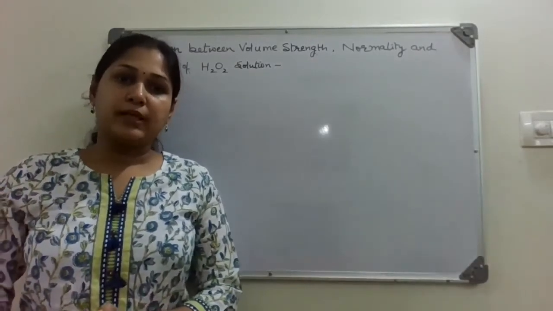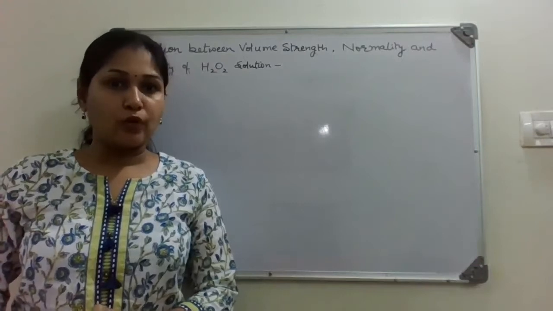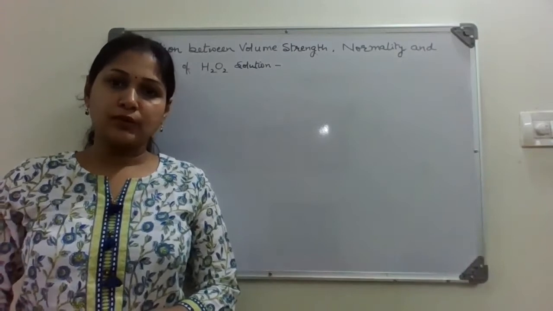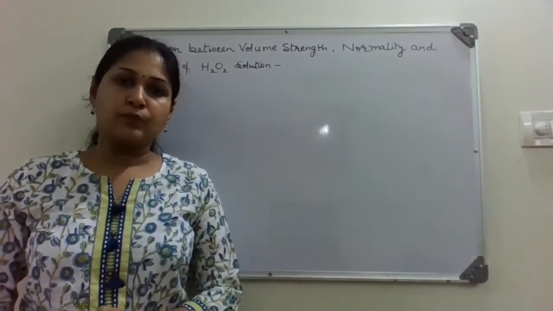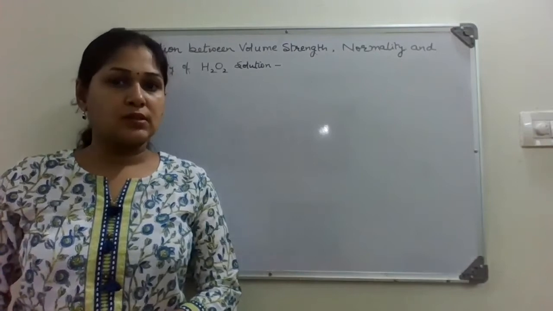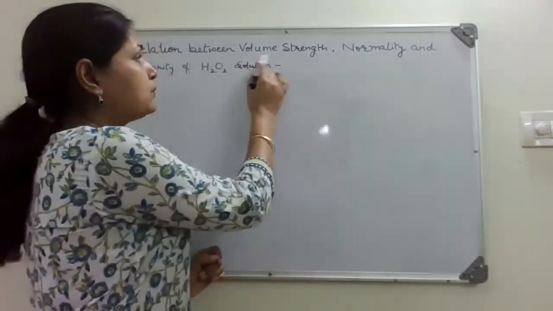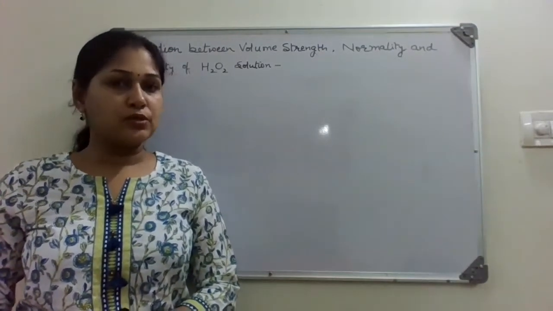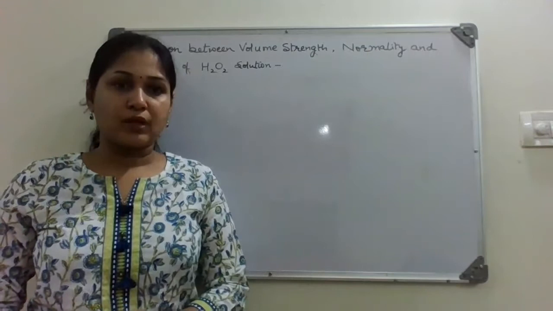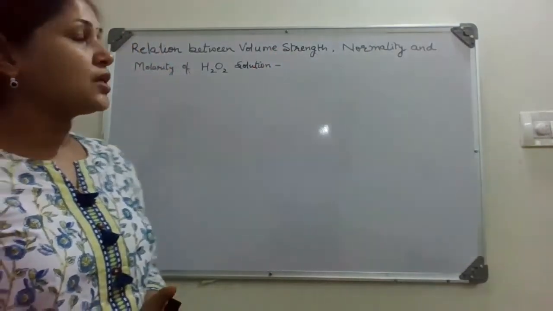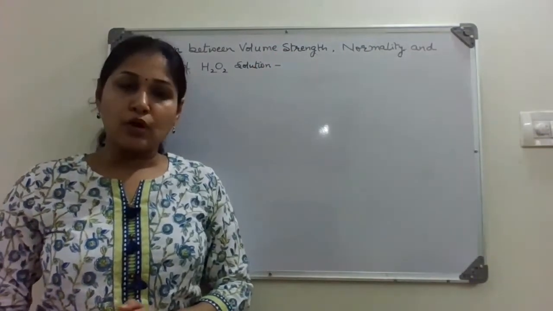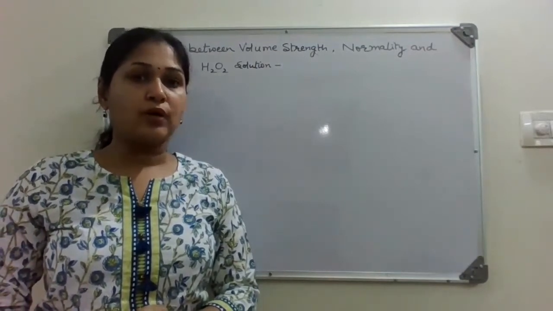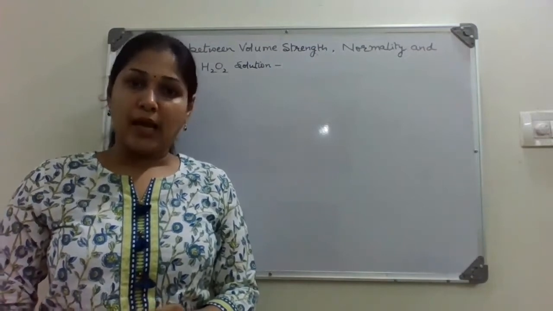Today, I will explain the relation between volume strength, normality, and molarity of hydrogen peroxide solution. We know that on decomposition, hydrogen peroxide solution produces oxygen gas. So this term, volume strength, is related with the amount of oxygen gas produced by the hydrogen peroxide. This volume strength of a solution is equal to the amount of oxygen gas produced by the decomposition of 1 liter of hydrogen peroxide solution at NTP.